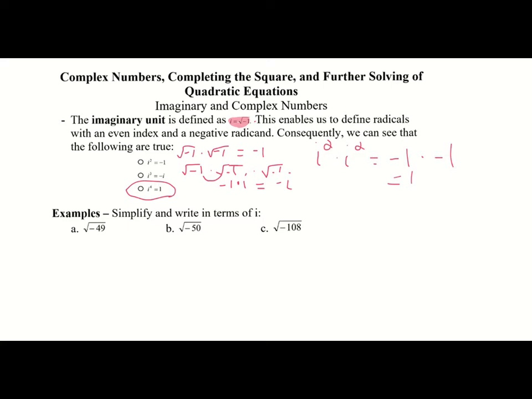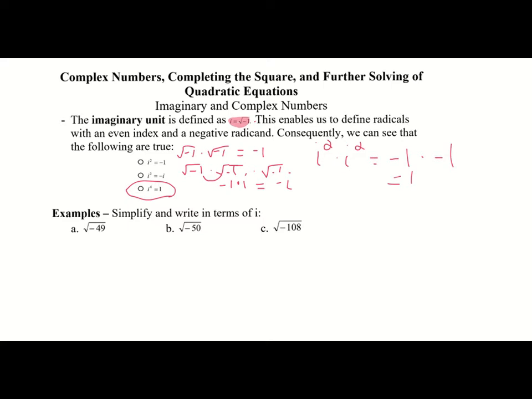i is always equal to i, or the square root of -1. i squared is equal to -1. i cubed is equal to -i, or the opposite of i, and i to the fourth power is equal to 1.